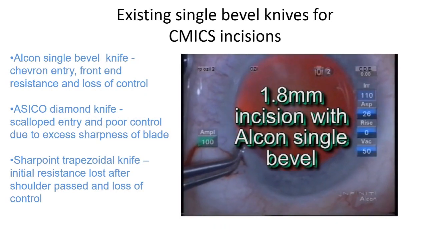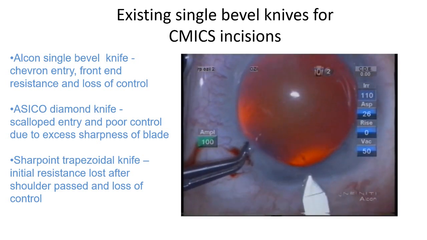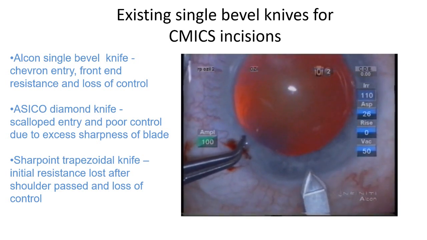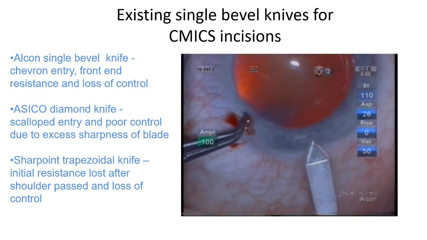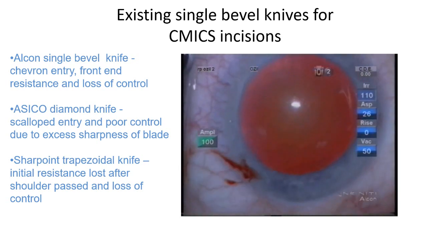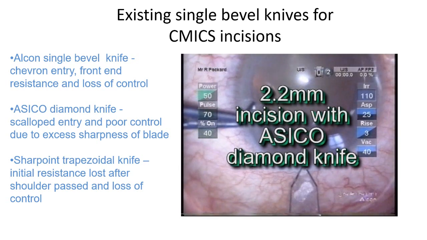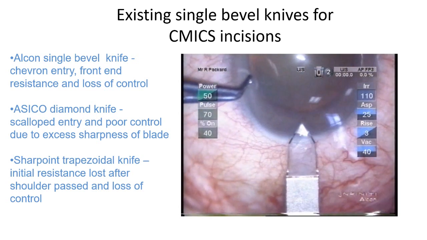We're now going to see three single bevel knives. The first is an Alcon single bevel knife to make a 1.8mm incision. This is very thick at the front end, and you'll see that we lose control of the incision and it just shoots in. With a diamond knife, which of course is very sharp, there's a scalloped entrance to the cornea.